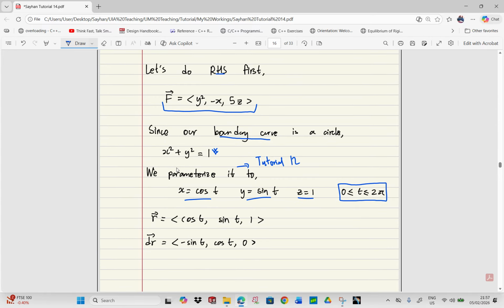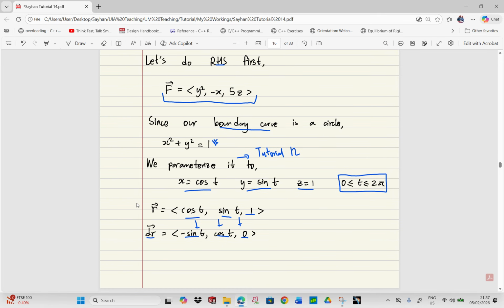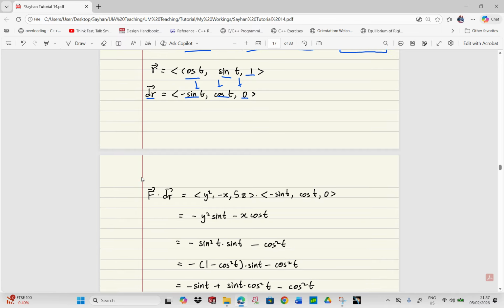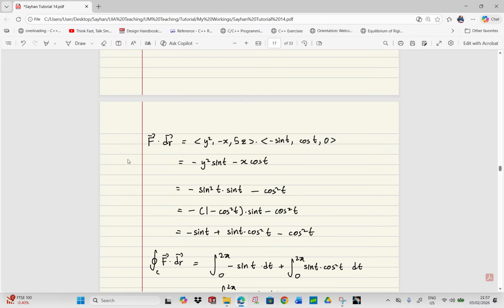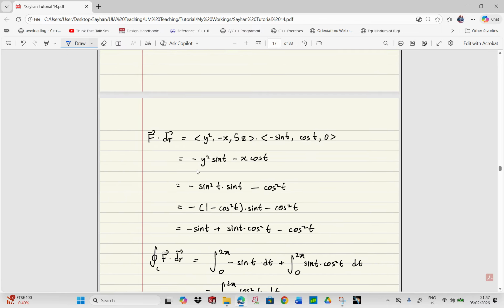So our r is just cosine t, sine t, and 1. dr is negative sine t, cosine t, and 0, after we differentiate with respect to t. Once we differentiate, we do the dot product, and this is what we end up getting. Initially you get y squared sine t negative minus x cosine t, but remember we parameterized our y and x, so don't forget to put our parameters in. As we put our parameters in, this is what we end up getting in terms of t.